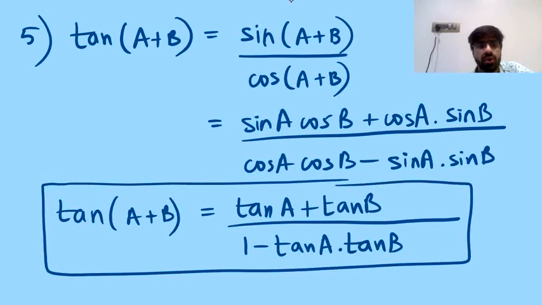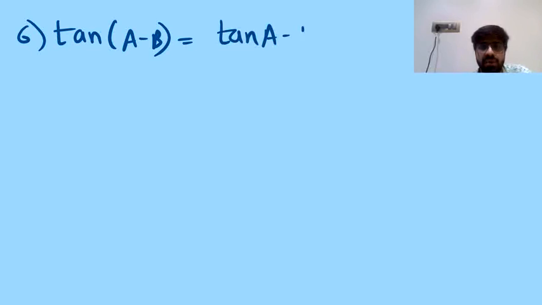In a similar way, you can try expanding tan of A minus B. And the final formula for tan of A minus B will turn out to be tan A minus tan B upon 1 plus tan A tan B.